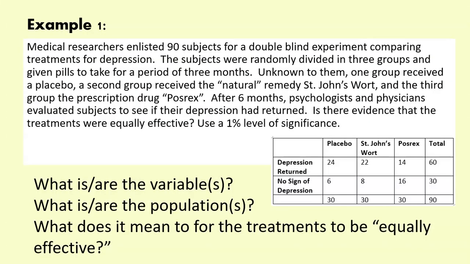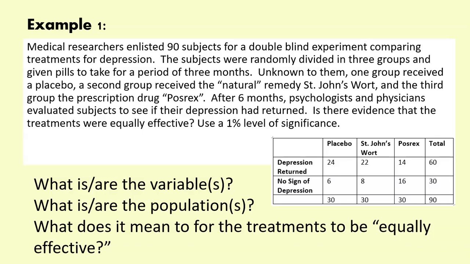All right, so here is an example. Medical researchers enlisted 90 subjects for a double-blind experiment comparing treatments for depression. The subjects were randomly divided in 3 groups and given pills to take over a period of 3 months. Unknown to them, one group received a placebo, the second group received a natural remedy, St. John's wort, and the third group received a prescription drug called Posrex. After 6 months, psychologists and physicians evaluated subjects to see if their depression had returned. Is there evidence that the treatments were equally effective? Use the 1% level of significance.